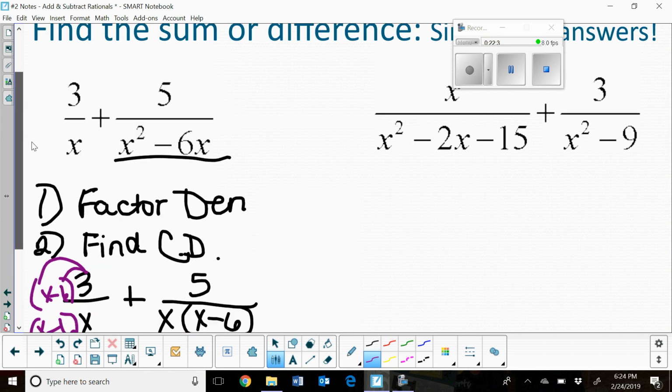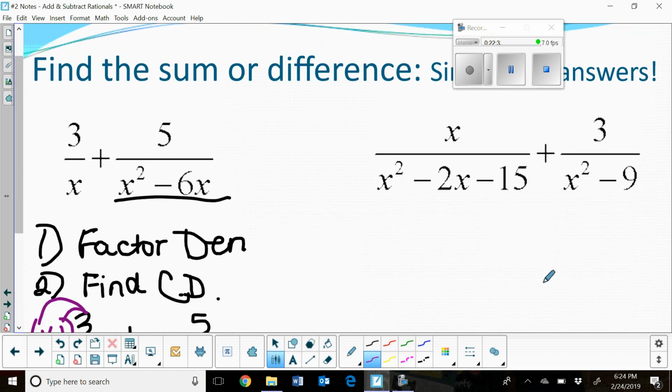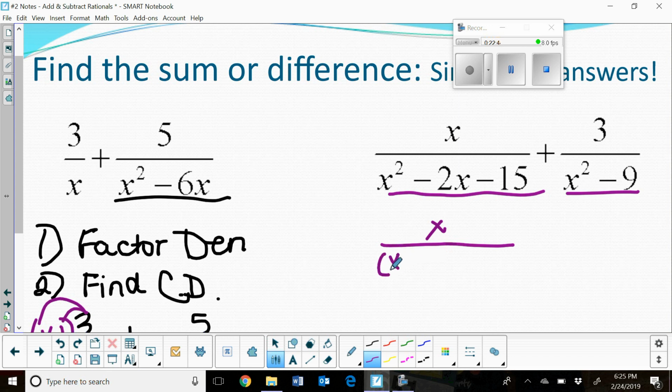Okay, let's try another one like that. Now, this one, both of these denominators factor. Okay, so let's factor these. I've got an x in my numerator, and my denominator is going to factor into x minus 5, x plus 3.